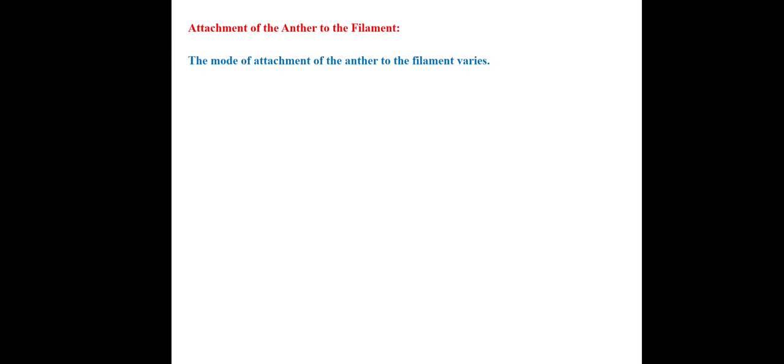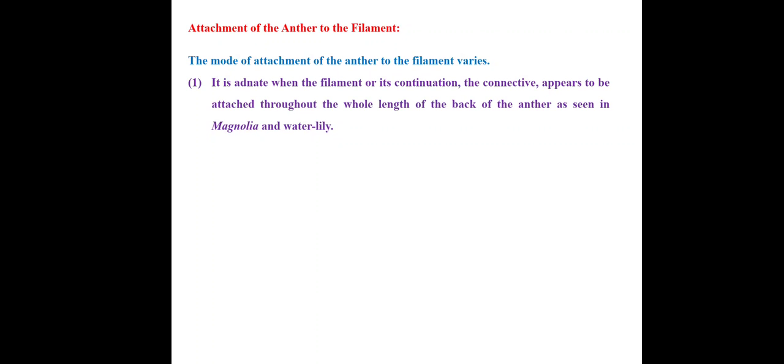Attachment of the anthers to the filament. The mode of attachment of the anther to the filament varies. It is adnate when the filament or its continuation, that is connective, appears to be attached throughout the whole length of the back of the anther, as seen in magnolia and water lily.